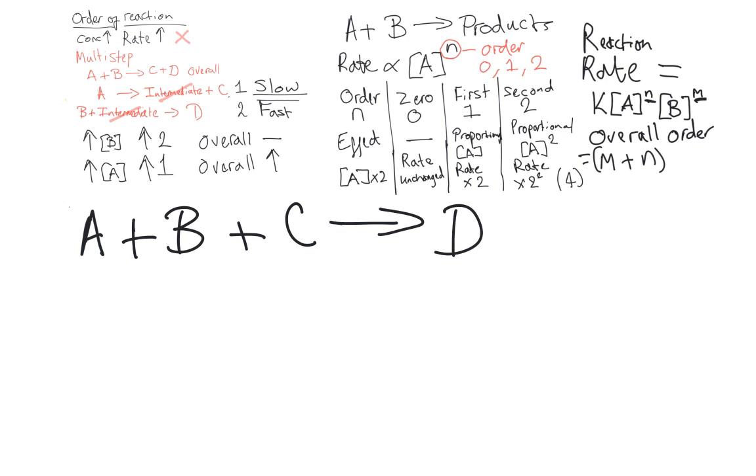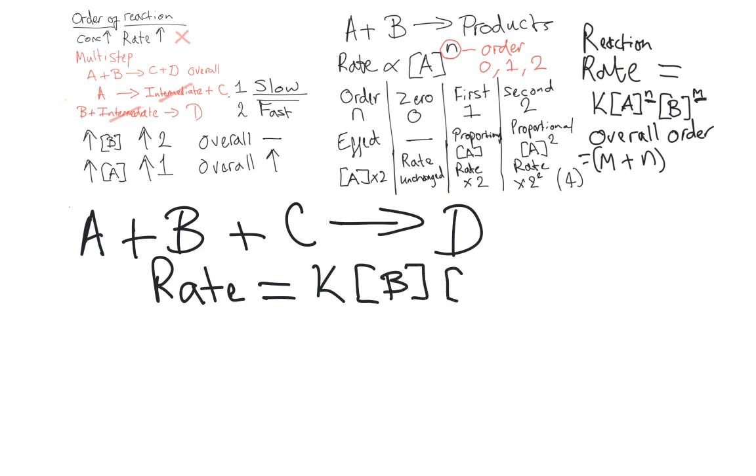Now the rate equation, for this I'm giving you the rate equation, so the rate equals K, the rate constant, times the concentration of B times the concentration of C squared. So actually, let's think about the order of reaction here. A isn't featuring in the rate equation, so that means the rate in relation to A must be zero order.